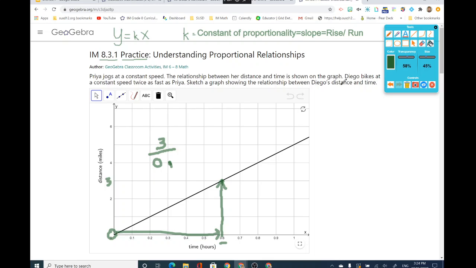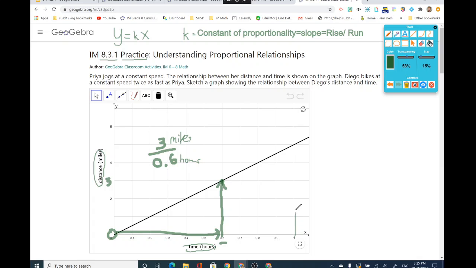Oh dear, my pen tablet is not easy to work with. I want to write this really neatly. 0.6. So this is the slope of this line. But what does that even mean? This is a graph of distance in miles on the vertical axis and time in hours on the horizontal axis. So this means that it goes up 3 miles for every 0.6 hours.